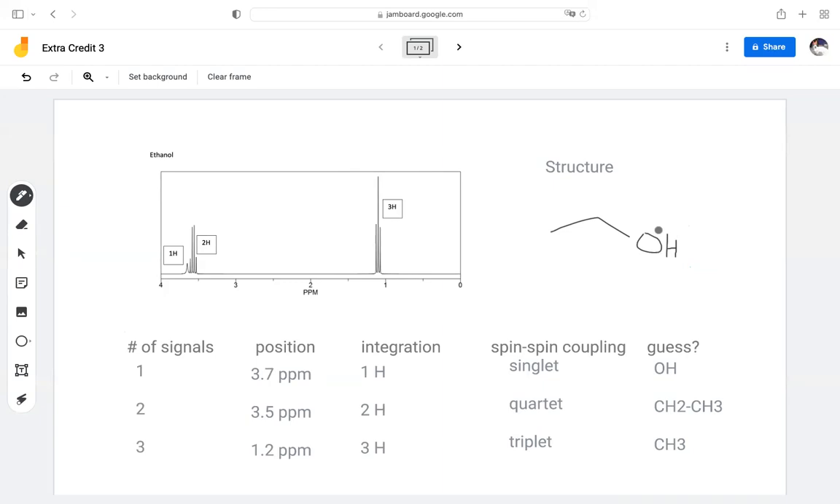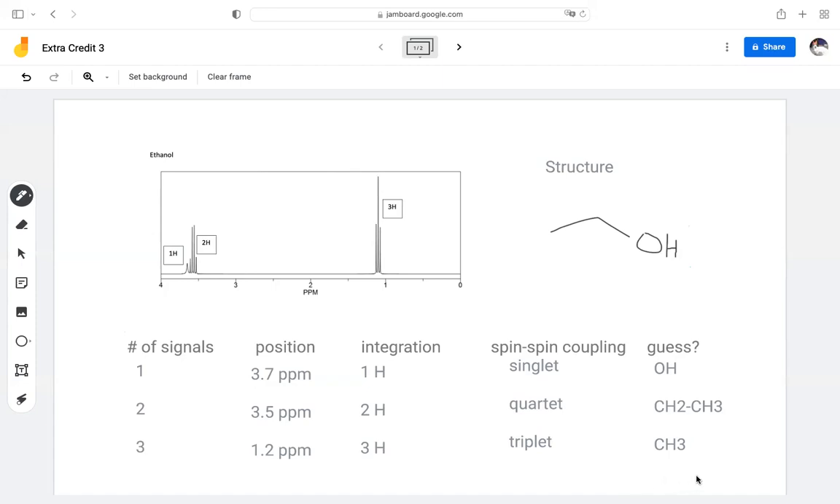In regards to degrees of unsaturation, that is not needed to be found here because ethanol does not have any rings and it only has single bonds. So we are not able to find the degrees of unsaturation here.